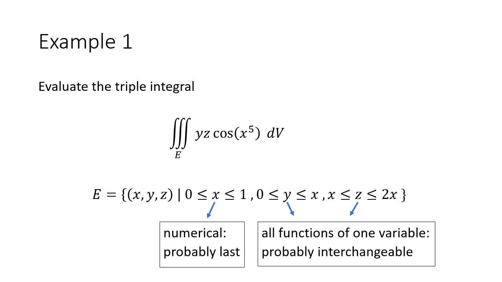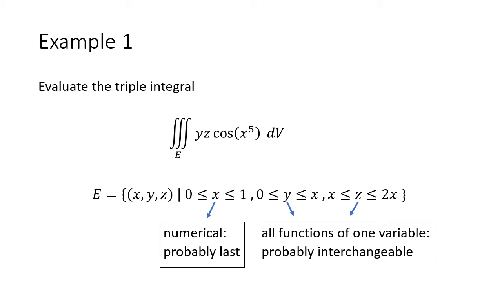So let's say I want to evaluate the triple integral over my solid region E of yz cosine of x to the 5th dV. And E is my solid defined by every ordered triple x, y, and z such that x is bounded between 0 and 1. Now, first of all, as soon as I see a variable that is bounded only by constants, numerically bounded, that is probably going to be the last piece of my iterated integral. That's probably going to be the last step, to actually plug in those bounds.